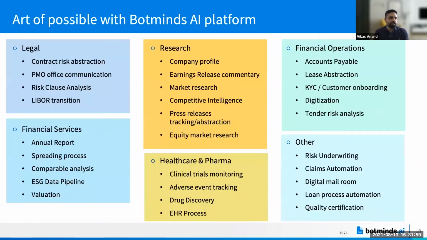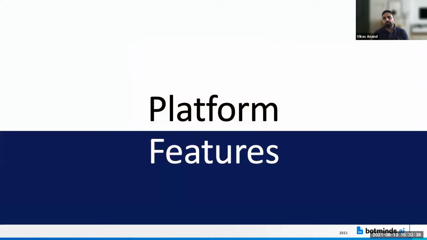And just to give you an idea of what all things are possible with Botminds, you're looking at legal contract abstraction, risk loss analysis, LIBOR transition. In financial services, you can read annual reports, which are essentially hundreds and hundreds of pages of unstructured data. Sure, they have a sequence in them, but how many pages does that one commentary take? You don't really know. ESG data pipeline, which is something that is getting formed right now, we can go ahead and extract that as well. Clinical trials, market research, tender risk analysis, risk underwriting, all of these things and many more is something that we can extract.